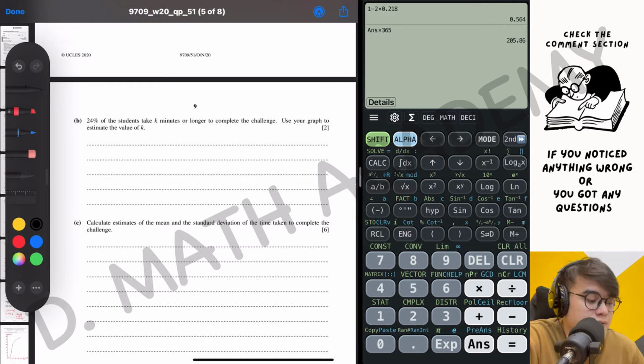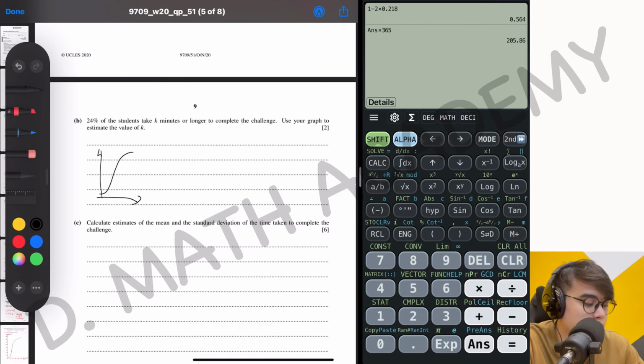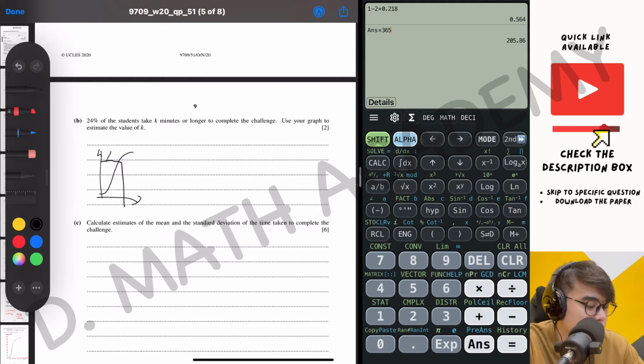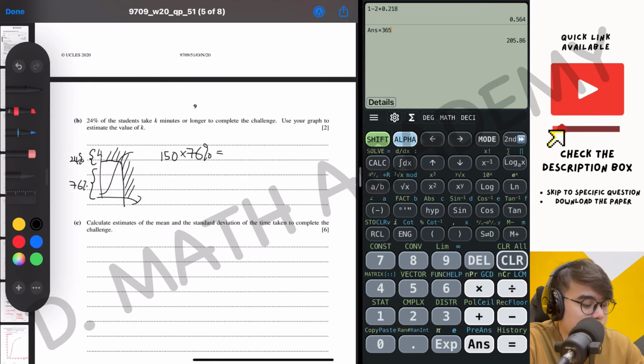They say 24% of the students take K minutes or longer to complete the challenge. Use your graph to estimate the K value. So instead of using the 24 that was given to you, let's say this is the cumulative curve, they wanted those that took more than K, and all those only carry 24%. So to trace the exact value, you should find out what's the balance here. That will make it 76%. So total students, there were 150 of them. So you multiply it with 76%.